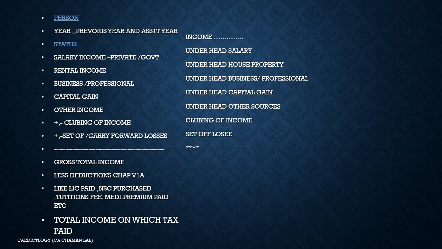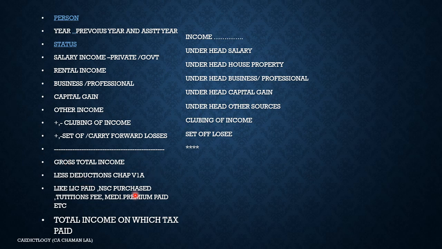Now we know the person, year, status and sequence of income. Salary income is known as income under the head salary. Rental income is income under the head house property. Business income is under the head business or profession. Capital gain income is under the head capital gain. Other sources income is under the head other sources. Clubbing of income and set off of losses are all separate chapters under the Income Tax Act.